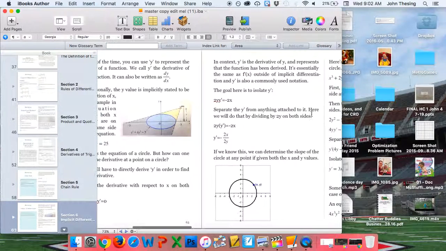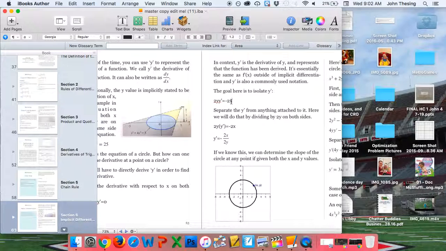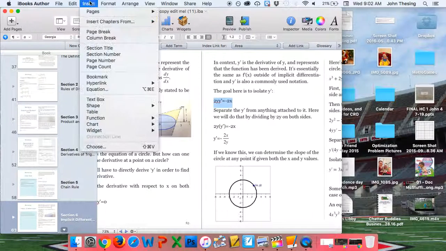Just to isolate y prime. Just go ahead and center this guy. Oh, also make him an equation. Insert equation.